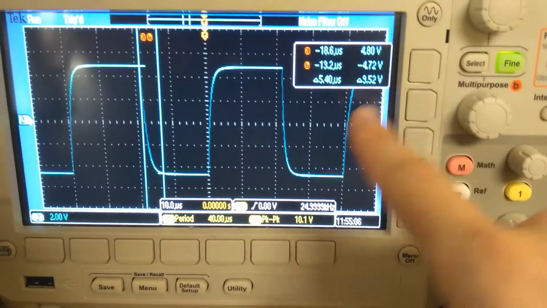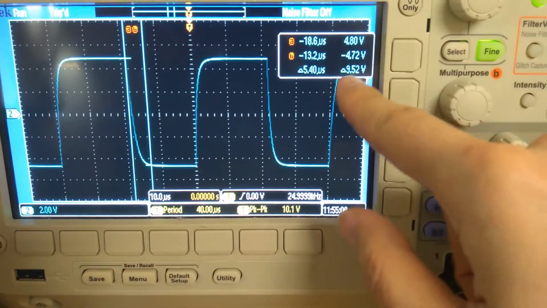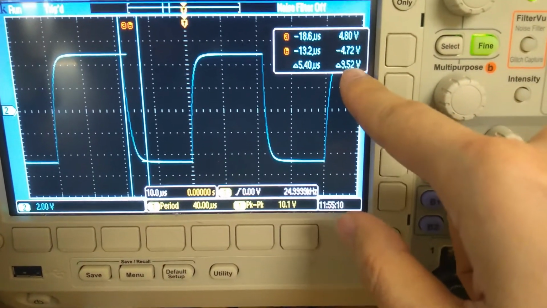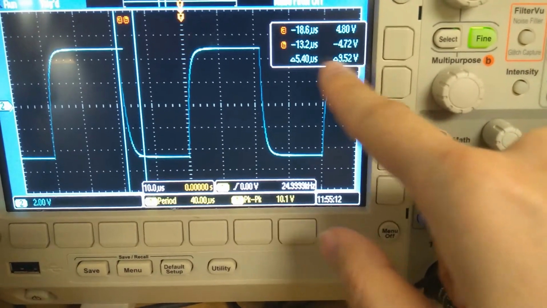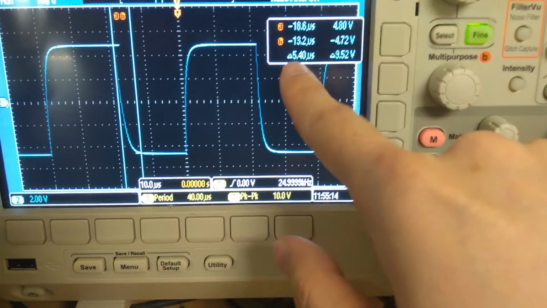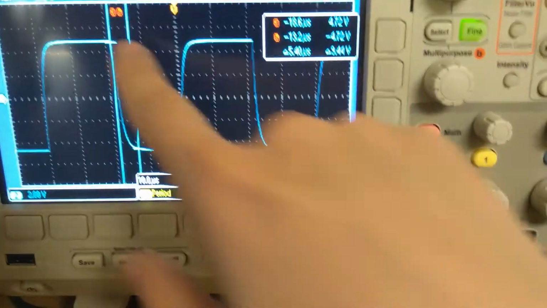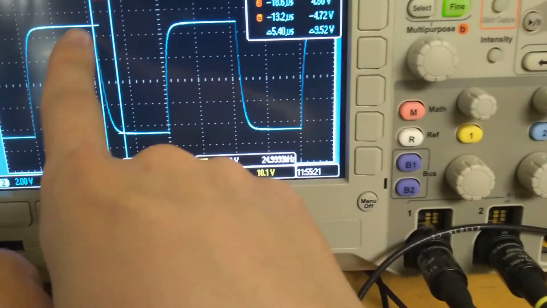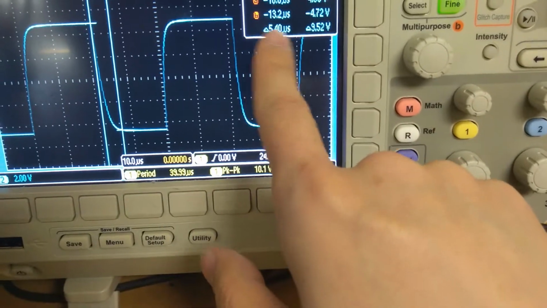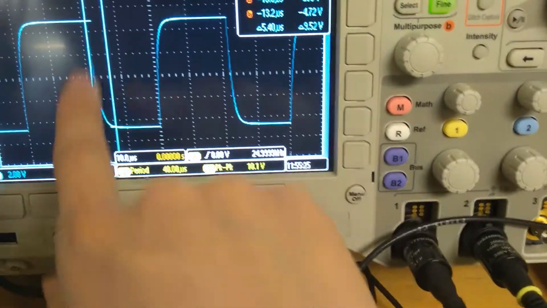Okay. So now we can see the voltage starts decreasing from 9.52, and the time interval here we got is 5.4 microseconds, which means from this curve it took about 5.4 microseconds to fully discharge. So we put this number here.